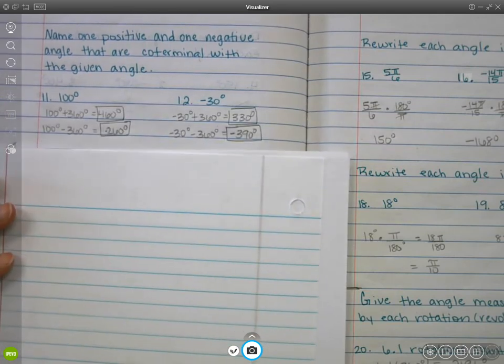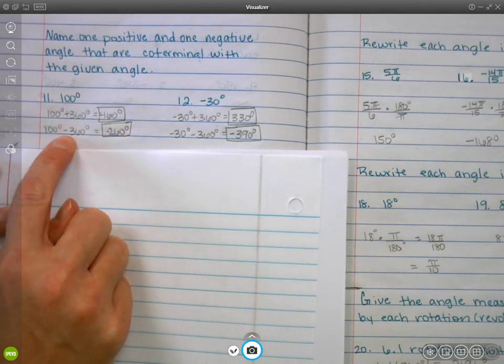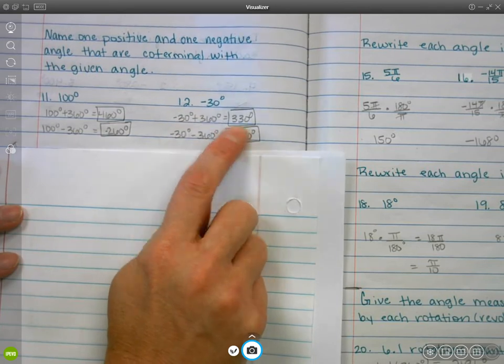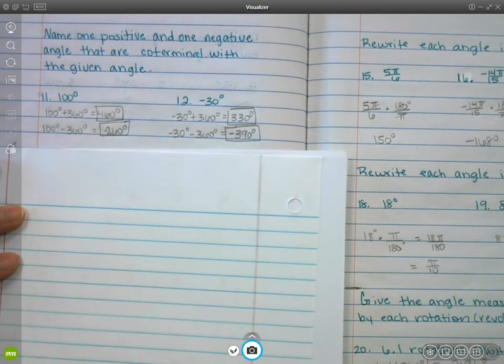All right, so we can add 360, we get 460. Subtract 360, we get negative 260. All right, for negative 30, add 360, you get 330. Subtract 360, you get negative 390.